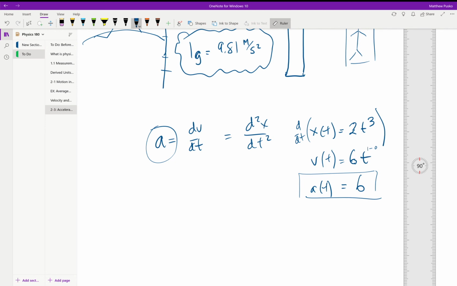Constant acceleration, 0 is a constant acceleration, right? Just like velocity of 0 is equal to a constant velocity. So don't get confused with that. Just because, and that doesn't mean you're not moving. We can have a velocity with a 0 acceleration and still be moving. It just means that it's a constant.